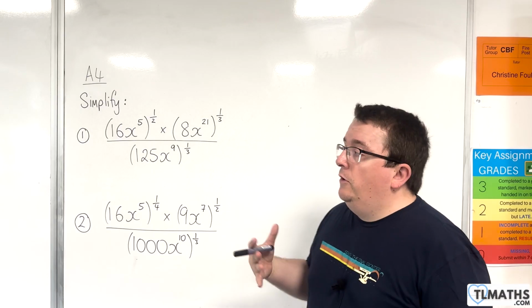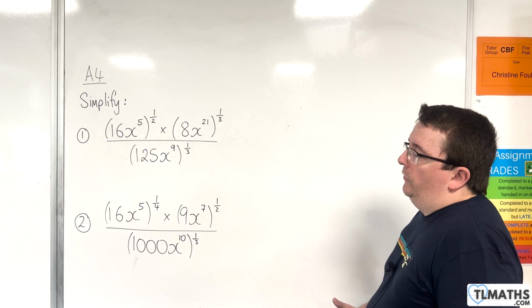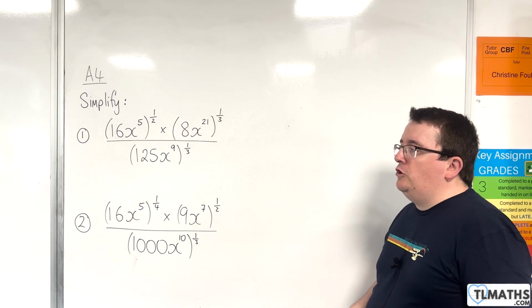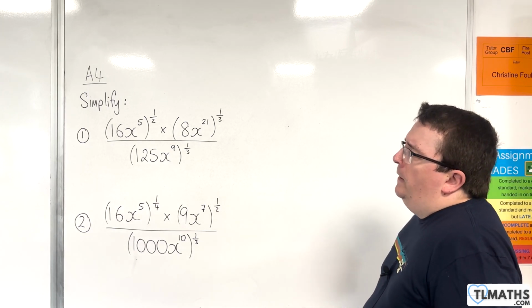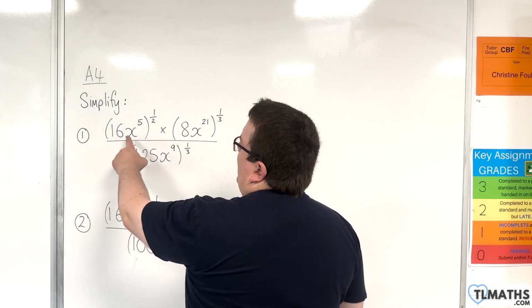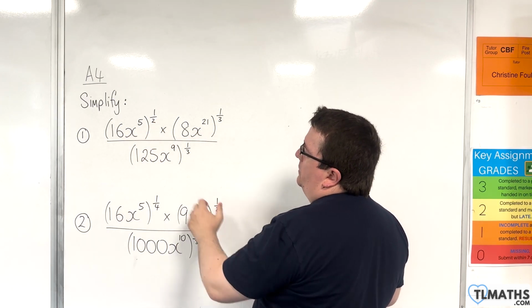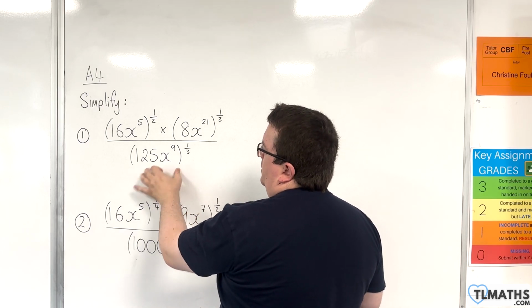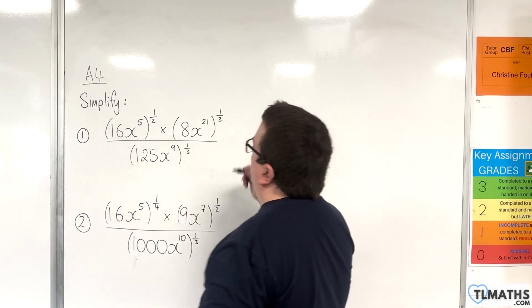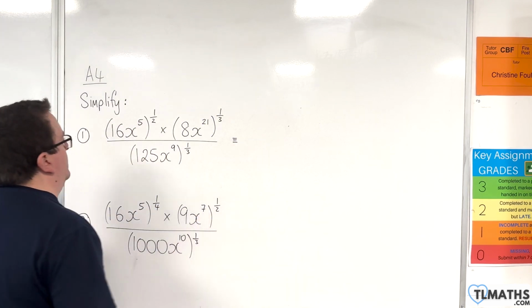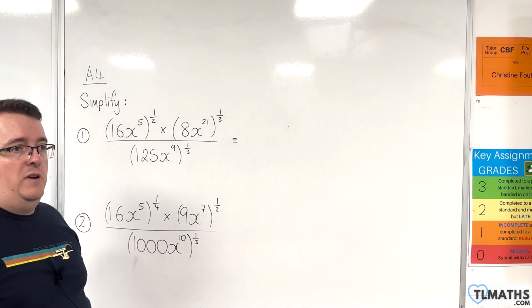So in this video, we're going to go through another couple of examples of dealing with algebraic fractions. So here we have 16x^5 to the power of a half times 8x^21 to the power of a third, over 125x^9 to the power of a third. So simplify each bracket in turn, and don't be afraid to use a calculator at any point.